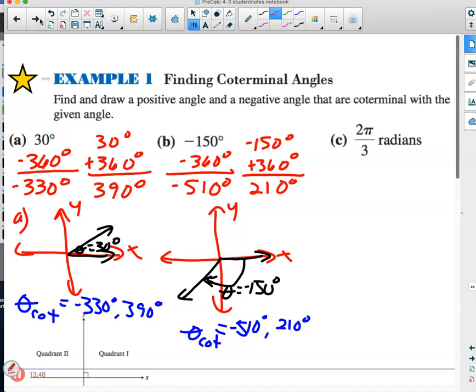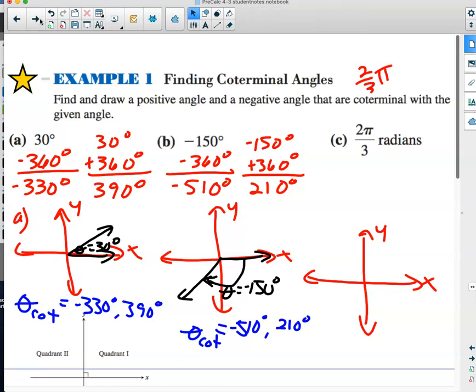which has the 2 pi over 3 radians. I'll start by drawing this one. So I want to remind you, it's written as 2 pi over 3, but we should think of it as 2/3 pi. So all the way across is 1 pi. We don't want to go all the way across. We want to go 2/3 of the way. So that's where our 2 pi over 3 would be.